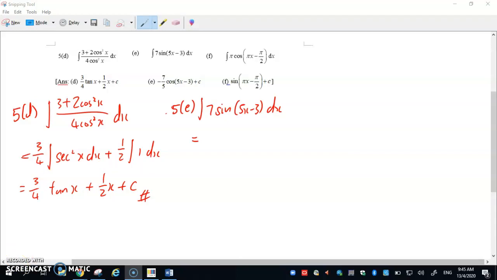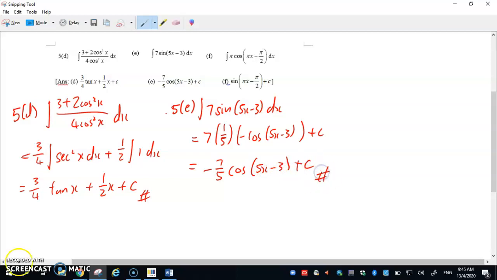For part E, it's very straightforward. You can integrate directly and consider the effects of chain rule because of the 5x over here. So what you get is simply 7 times 1/5, negative cosine 5x minus 3 plus c. Your final answer will simply be, sorry, negative 7/5 cosine 5x minus 3 plus c, and that's your final answer.